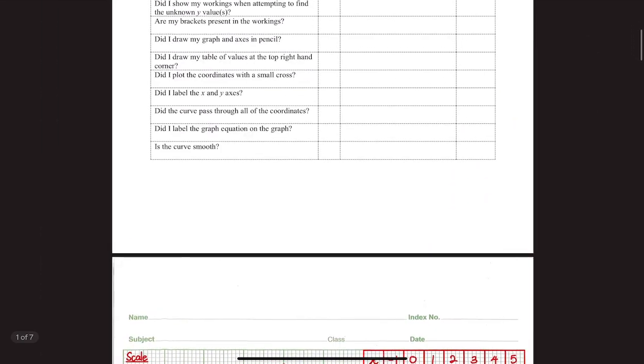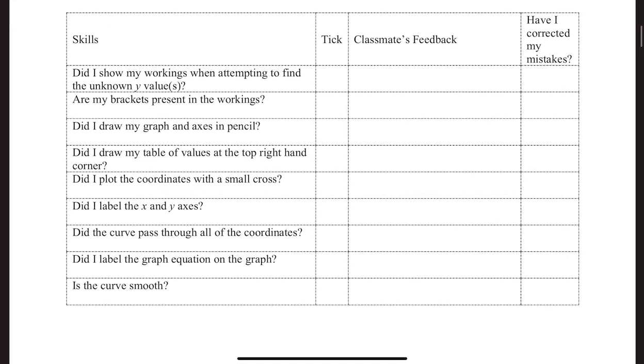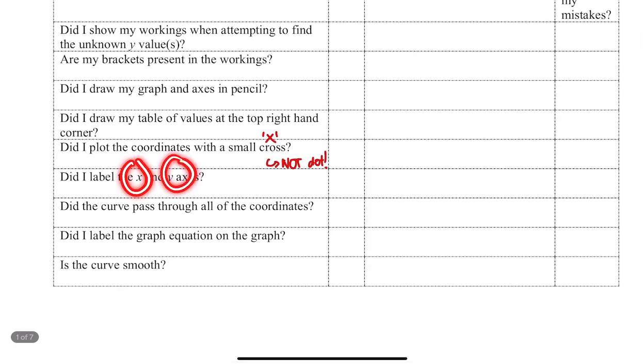So over here, this table will tell you very clearly all these different steps that you should do when you do your working over here. So you can see when I'm drawing a graph, pencil, draw table of values in the top right hand corner, plot coordinates with a small cross. Take note, there's a cross. Let me highlight this here. This is not a dot. We cannot use a dot. We should always use a cross like this to mark out points. Okay, not dot. Label x and y axis. Make sure your curve passes through all your coordinates that you mark out.